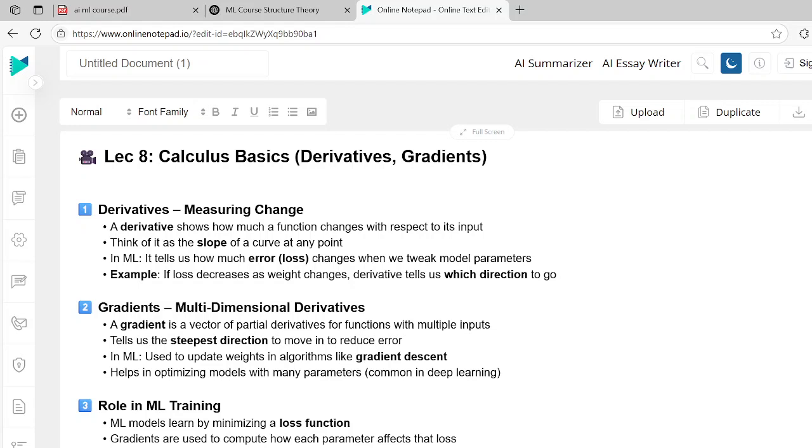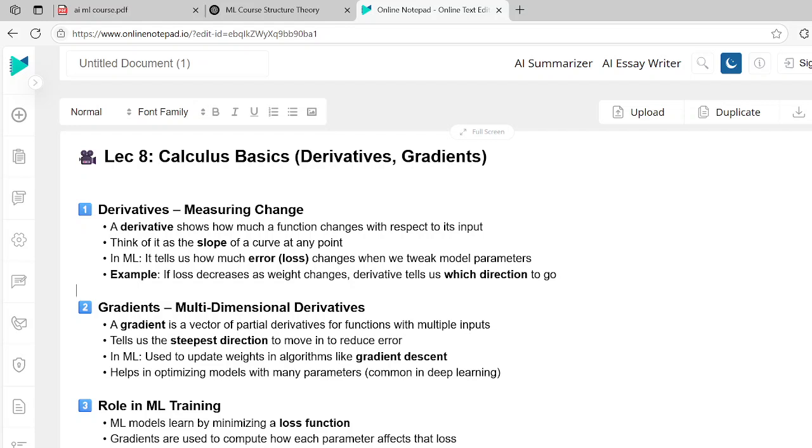For example, if loss decreases as weight decreases, the derivative tells us which direction to go, right? So if data loss is decreasing as the weight changes, the derivative will tell us which direction to go. Should we keep proceeding, or should we go back, as we want the loss to be kept as minimal as possible, right?